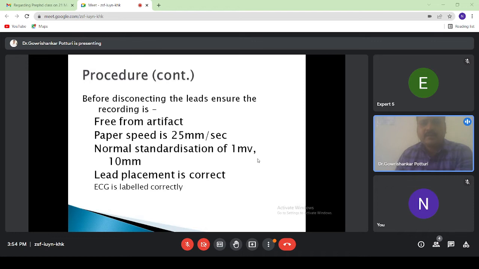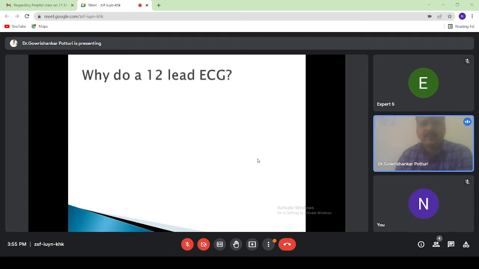Before disconnecting the leads, ensure the recording is free from artifact. The paper speed should be 25 millimeters per second. For normal standardization of 1 millivolt, 10 millimeters are taken. As I told you, vertically the graph paper will tell about the voltage, and horizontally will tell about the time. Lead placement is correct. ECG is labeled correctly, I mean the patient name, age, date, everything.